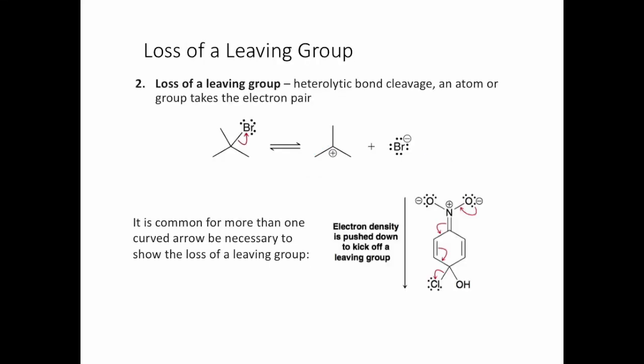The second pattern is a loss of a leaving group. And we haven't yet discussed leaving groups. We will in the future. But essentially in this, a group leaves a molecule with its electrons. So here the bromide is leaving. It's saying, hey, I'm out of here and I'm taking my electrons with me. And as a result, it leaves and you leave behind a positive charge. This is a more complicated example of kicking off a leaving group involving a series of electron pushes and arrows.